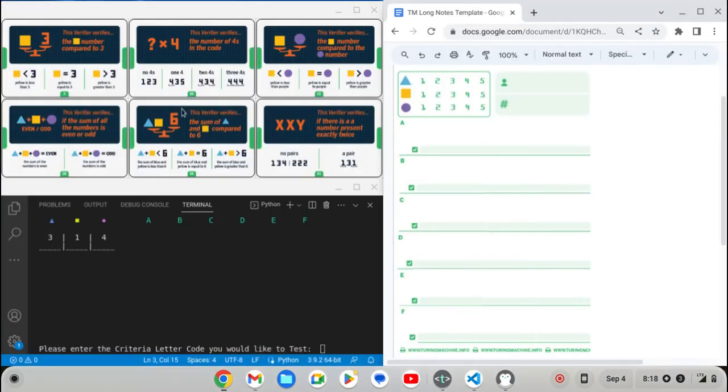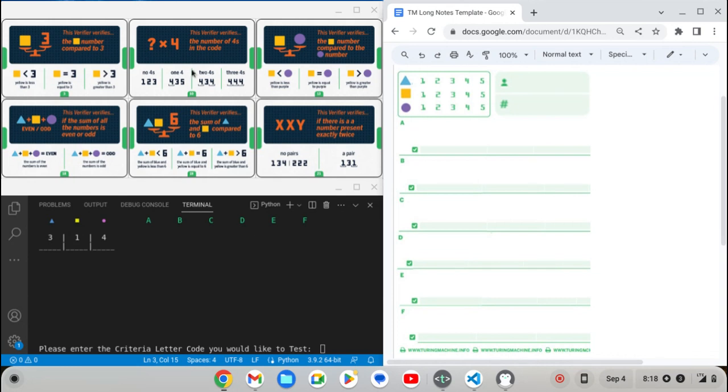So on the grid above, we've got our 6 criteria cards. On the top row, we've got criteria card A, criteria card B, and criteria card C. On the bottom row, we've got criteria card D, criteria card E, and finally criteria card F. So criteria card A looks at our middle digit, the square digit, and compares that value to the number 3. So should square be less than 3? Should it be equal to 3? Or should square be greater than 3?